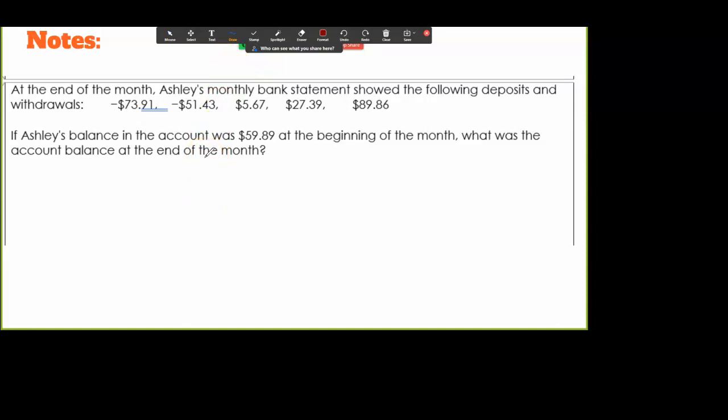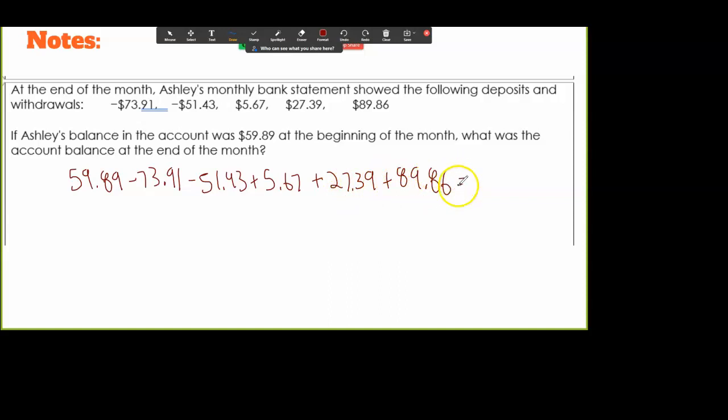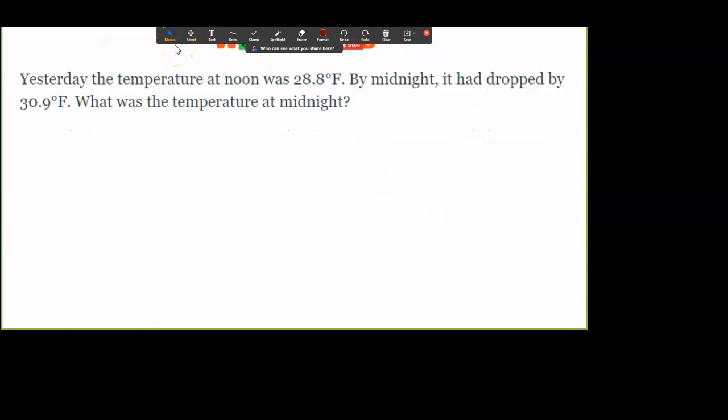These are all bank deposits or withdrawals. Deposit means money coming in, so it's going to be positive. Withdrawals means money coming out, so it's going to be negative. We started with $59.89, and then all these transactions happen, and it wants to know how much we have at the end of the month. I took my starting amount, and then I saw all the changes that occurred.